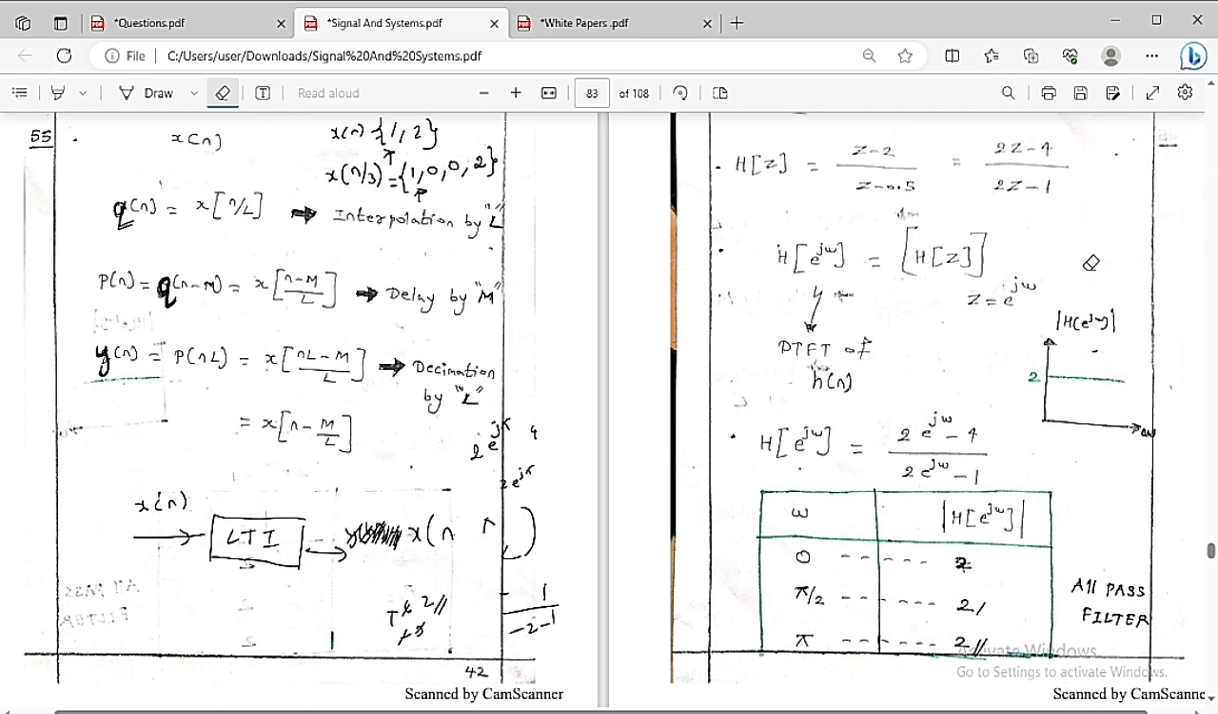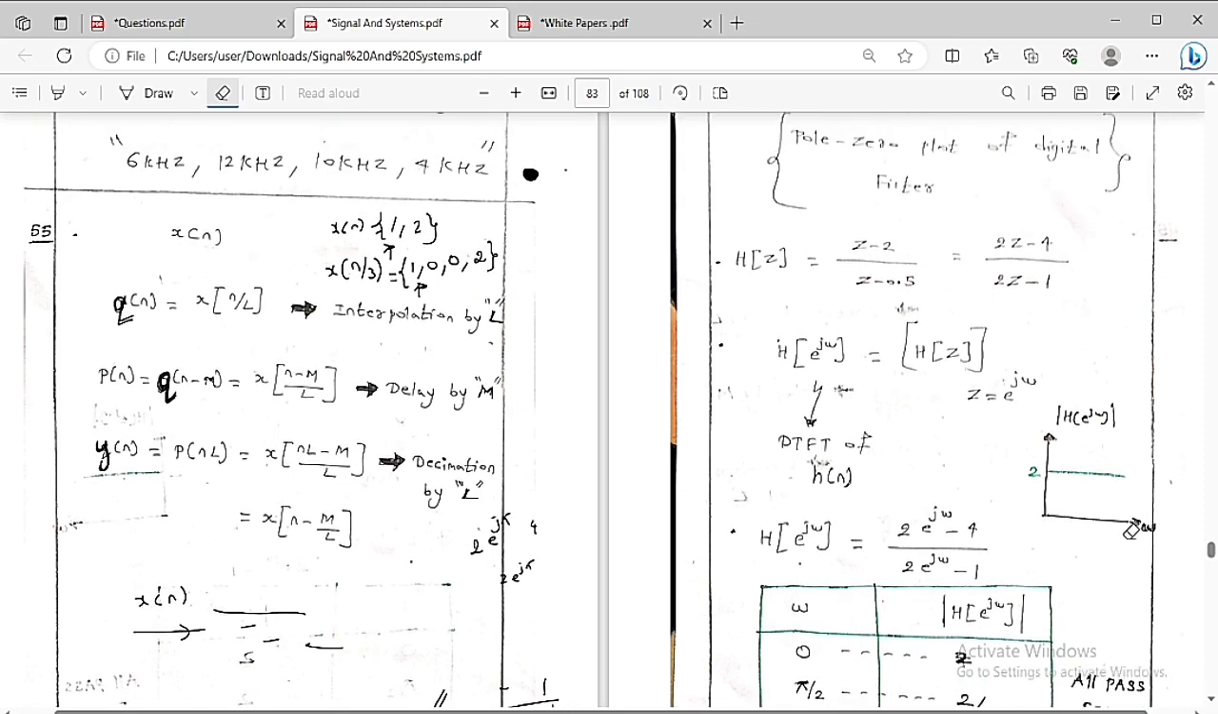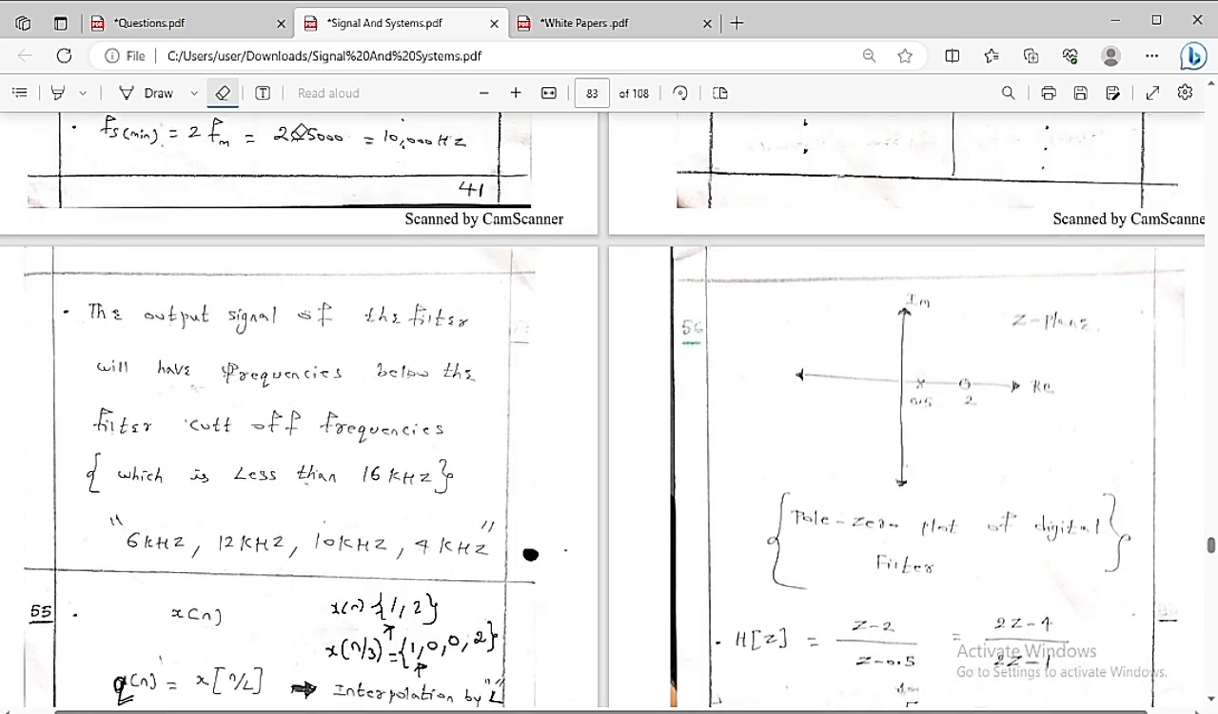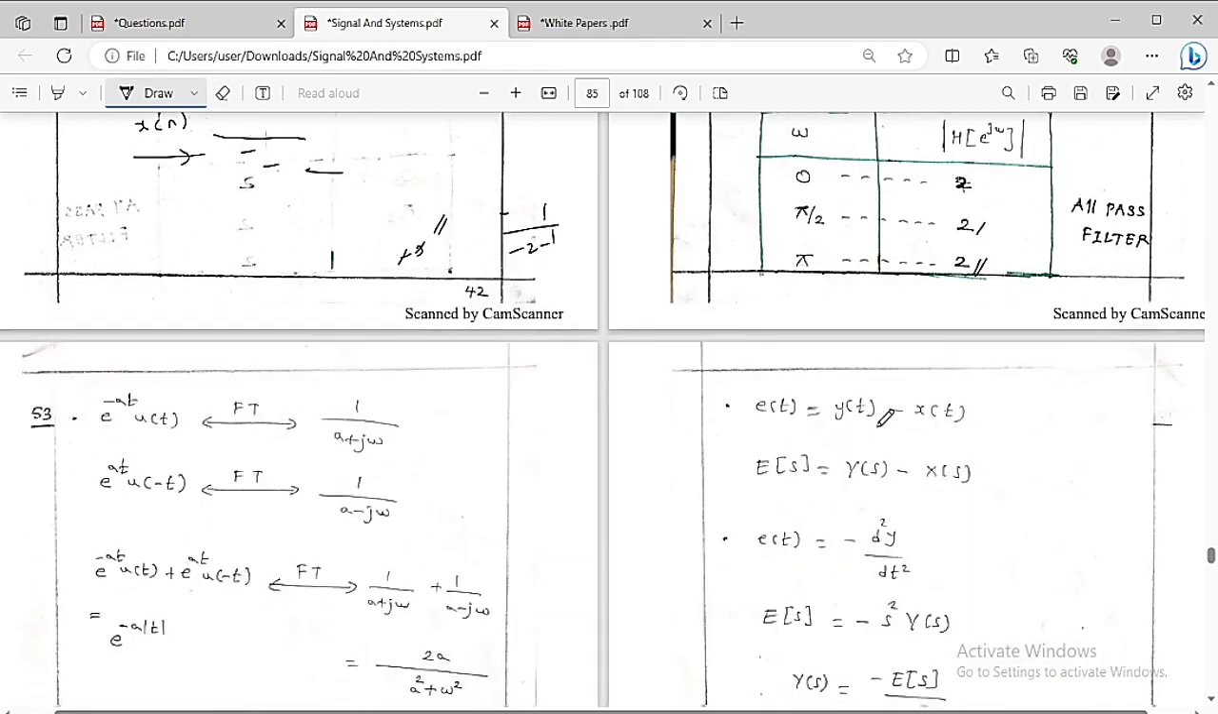All pass filter means it is going to pass all the frequencies from input to output, but it provides only some amount of phase shift to the input signals. It does not provide any magnification. It will pass all the frequencies from input to output, with only some phase shift. So you can see clearly here that all the frequencies are passed from input to output. So this is the picture of the all pass filter, and this is the correct solution of this question.